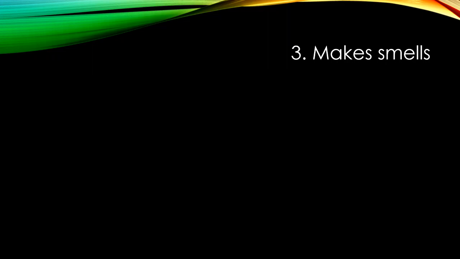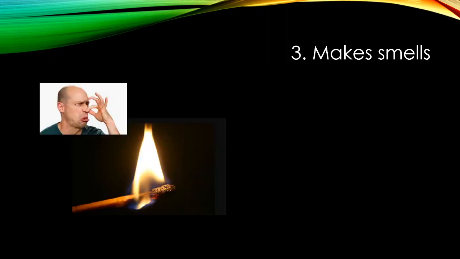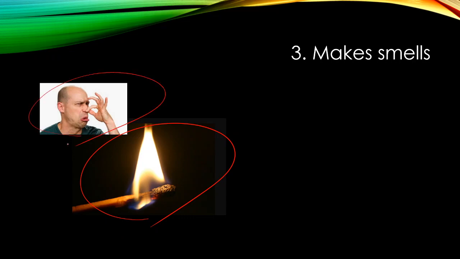Another way we can know we have a chemical change is if it makes smells. Now, the examples that they talked about in the video are very good examples for this. If you ever take a match and you burn it, and you stand near it, you will probably notice that it creates a smell. There's a specific smell of something burning that is an indication that you have a chemical change at hand. It's a bad smell, unfortunately.